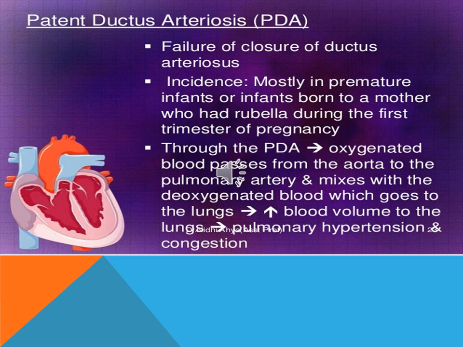If this duct stays open, the blood from the aorta, which is oxygenated, will always go mixing with the deoxygenated blood in the pulmonary circulation. This opening should be closed, but when it stays open, it will be mixed, so also there will be high pressure and high volume pushed to the pulmonary circulation, and there will be pulmonary hypertension and congestion.